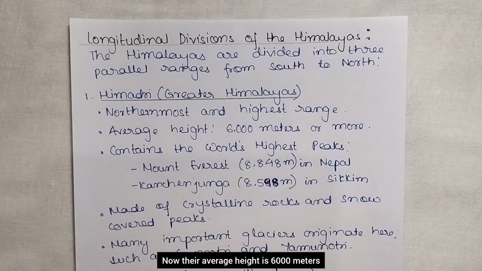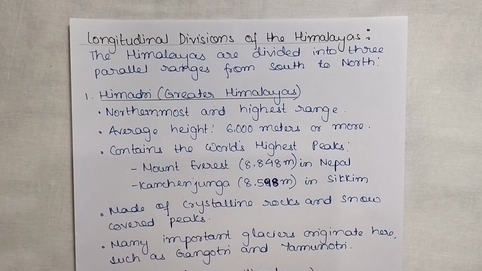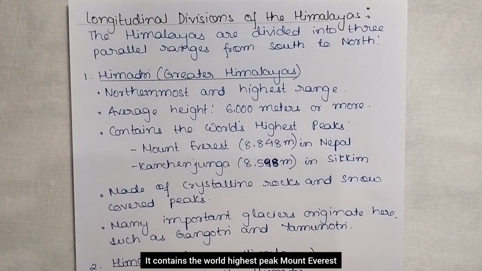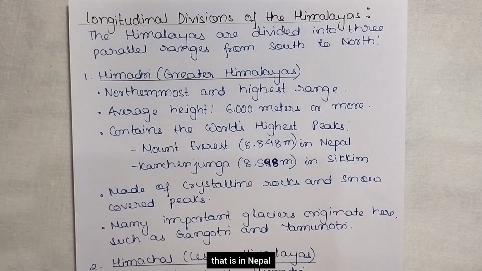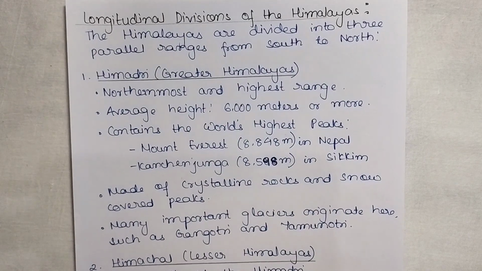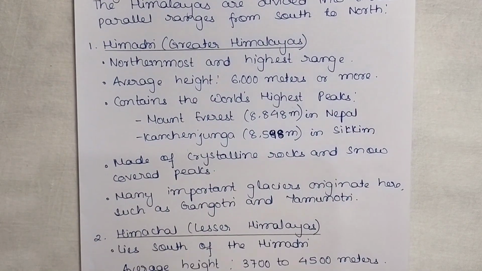Now their average height is 6,000 meters or more. So here the height of the Himalayas may be 6,000 or it may exceed more. It contains the world highest peak, Mount Everest, that is the height is 8,848 meter, that is in Nepal, and Kanchenjunga 8,598 meter in Sikkim. Okay, so these are the greater Himalayas. Now they are made up of crystalline rocks and snow covered.